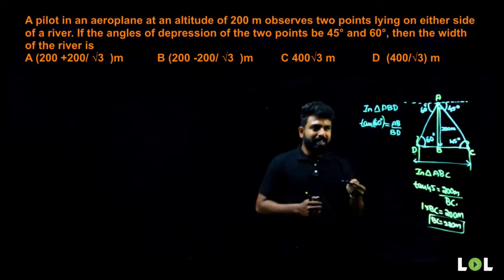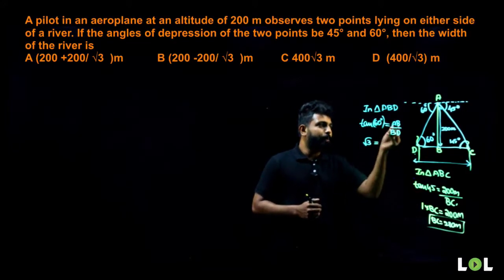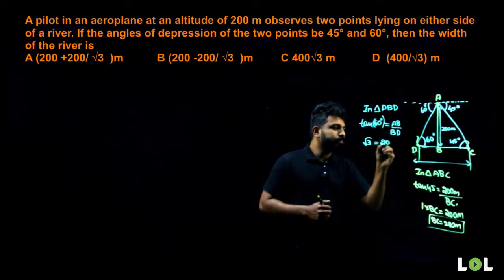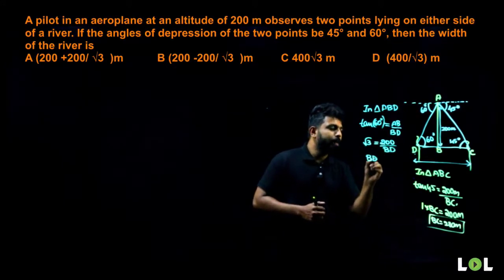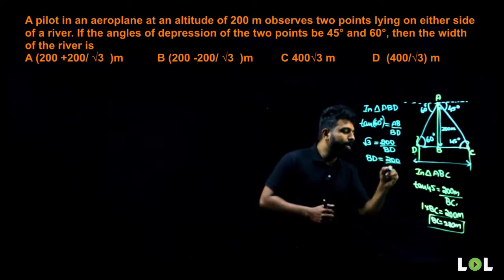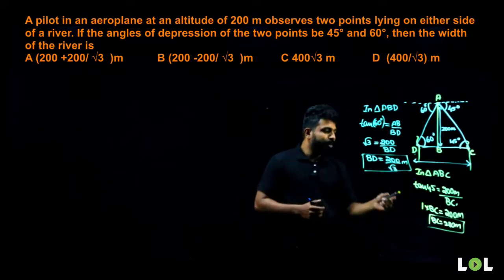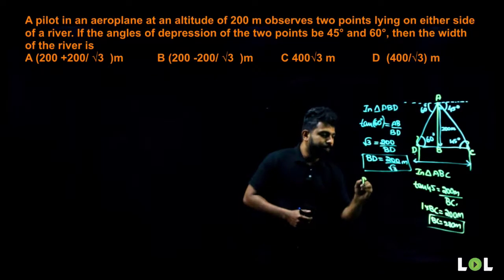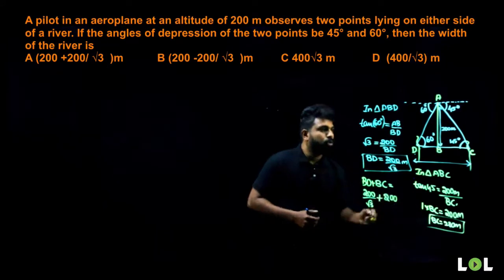What is the value of tan 60? Tan 60 is √3, and that will be equal to AB by BD. What is AB? AB is nothing but 200 meters divided by, we don't know the value of BD. So now if I cross multiply, what do I get my BD as? BD will be equal to 200 divided by √3 meters. So now what will be the length of my river? Length of my river is BD plus BC. BD plus BC, and that will be equal to 200 divided by √3 plus 200.